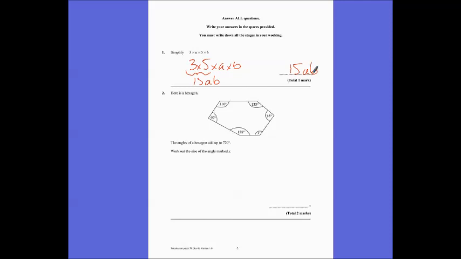Question 2. Here is a hexagon. The angles of a hexagon add up to 720 degrees. Work out the size of the angle marked X. Well, this is a calculator paper, so using a calculator, we are going to do 92, add 110, add 133, add 85, add 158, and that should equal 578. And then we need to take that off the 720. So 720, take away 578, gives us 142 degrees.